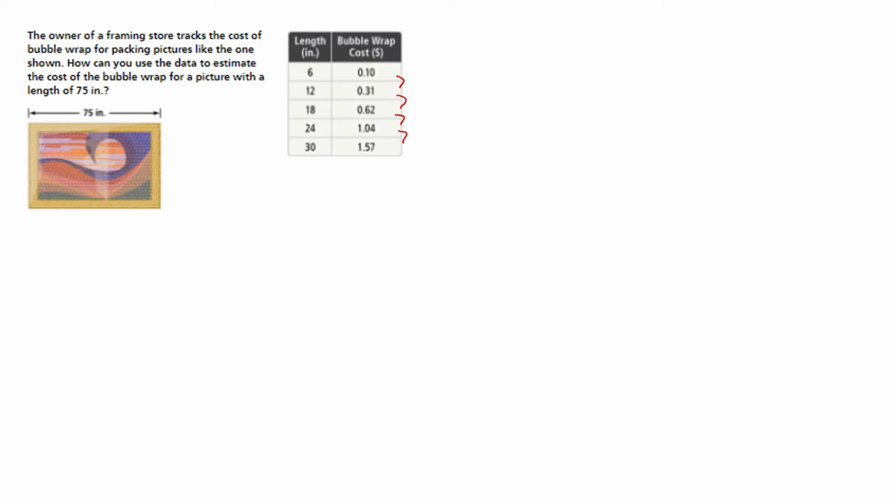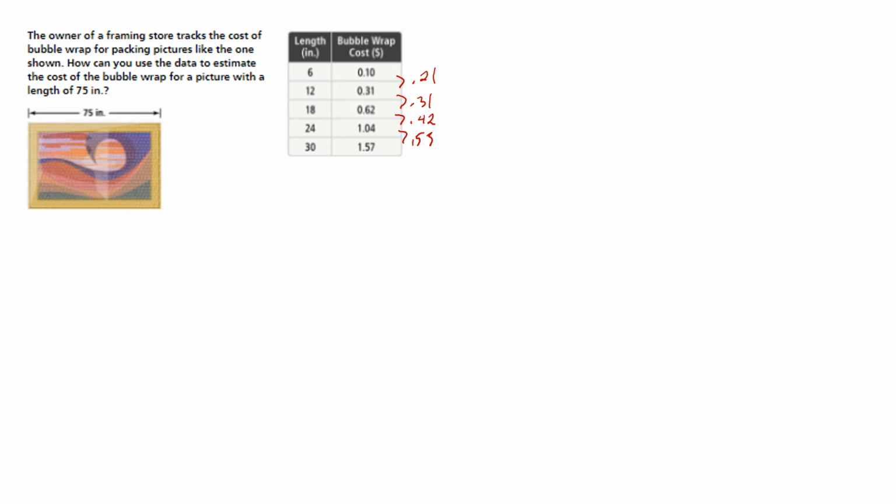So 0.31 minus 0.1 is 0.21. 0.62 minus 0.31 is 0.31. 1.04 minus 0.62 is 0.42. And 1.57 minus 1.04 is 0.53. So those aren't the same. Not even close. I mean, yeah, they're all less than 1, but that's not close.